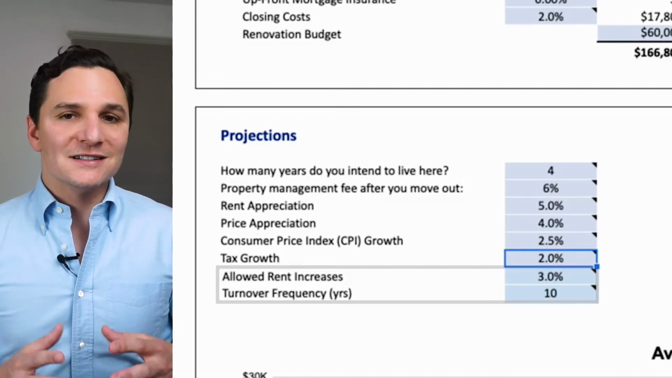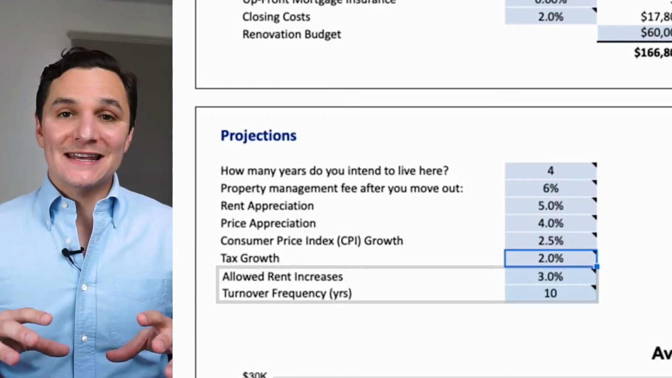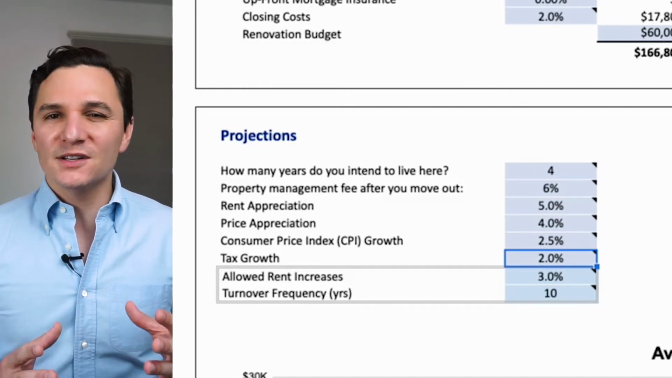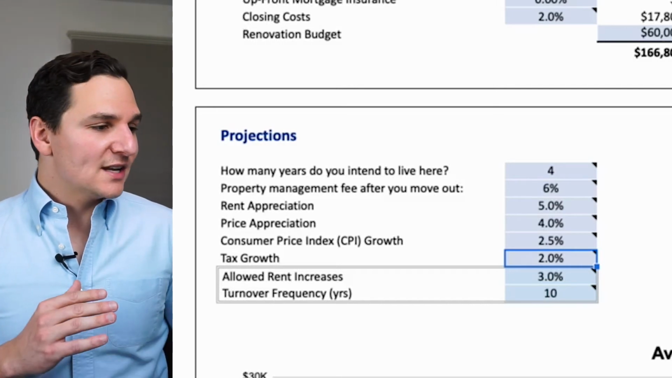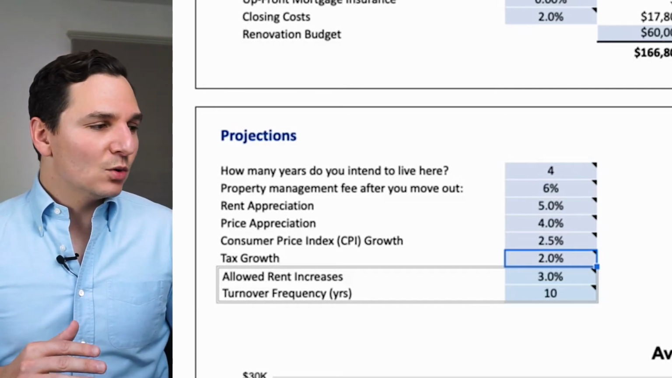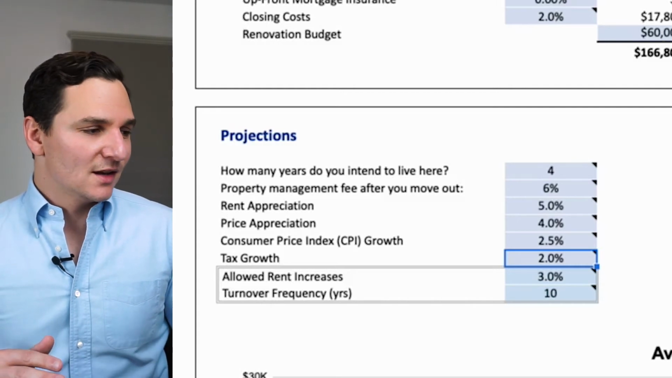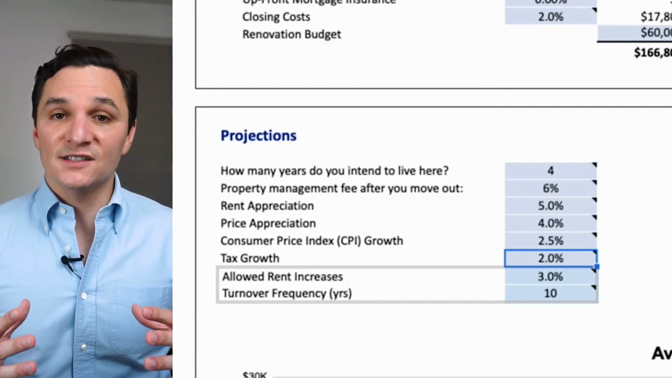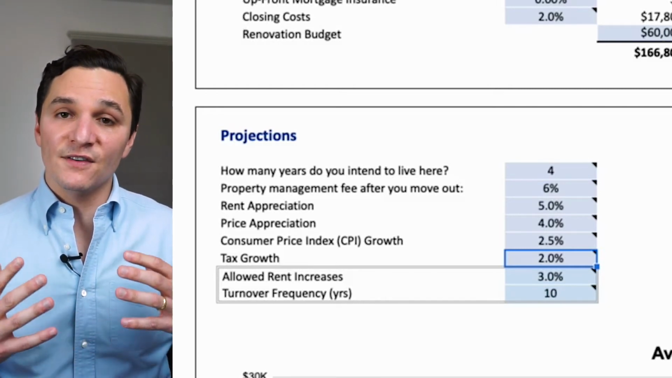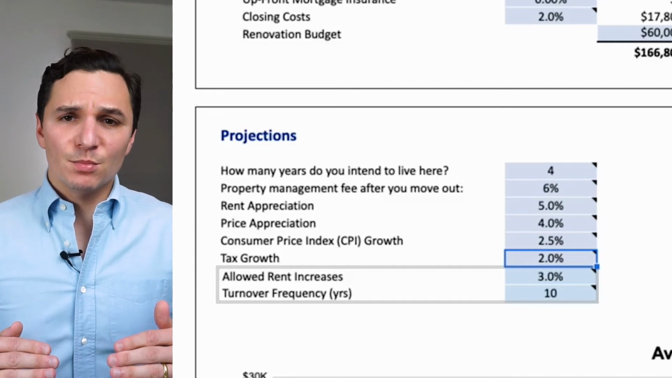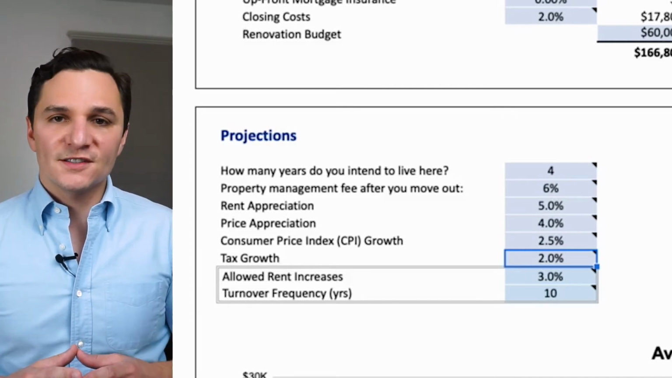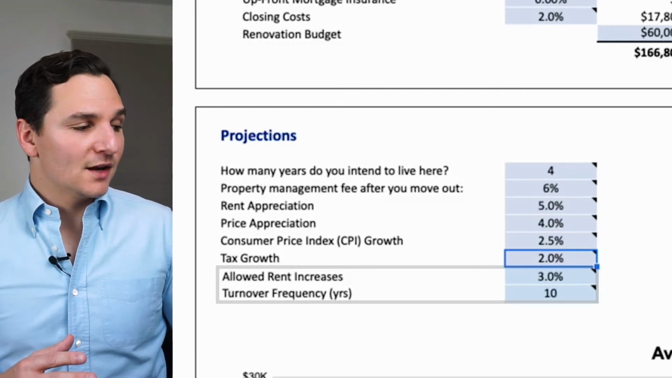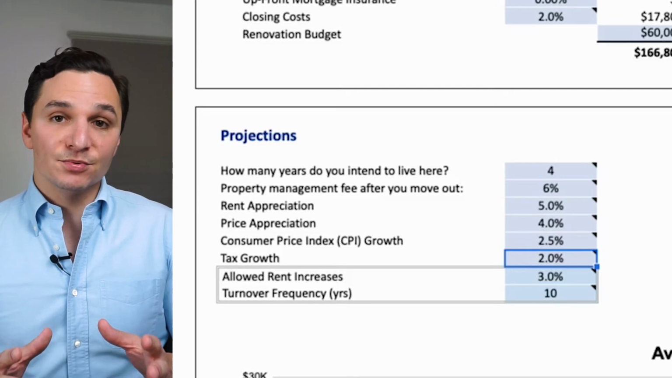And then lastly, your tax growth. In Los Angeles, tax rates are limited in growth to 2% per year. In other markets, if your property tax is reassessed frequently, your tax growth rate is going to be pretty equivalent to your price appreciation rate. So if you have a price appreciation rate of 2% and your property tax is reassessed every year or every other year, maybe even every 5 years, your property tax is going to go up pretty much in lockstep with the property value. So for Los Angeles, the tax growth rate is held down at 2%. For other markets, the tax growth rate should be close to or exactly the price appreciation rate.